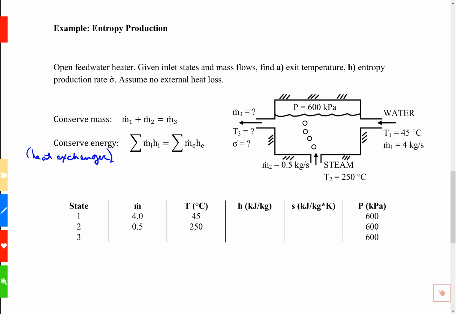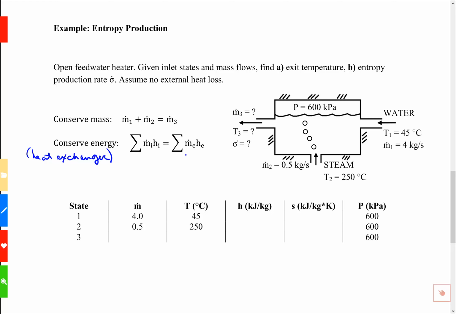The enthalpy is the important quantity, and the sum of all the inlet mass flows times each of the inlet enthalpies is equal to the sum of the exit mass flows times each of the exit enthalpies. So the place to start is with the mass conservation.